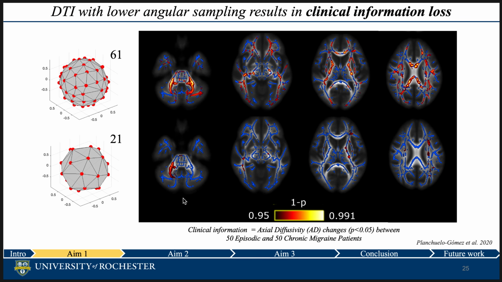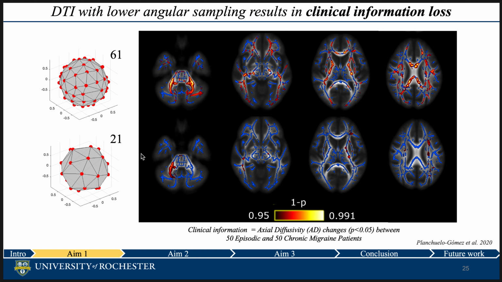So what we are saying is that DTI with lower angular sampling results in clinical information loss. Now, what do I mean by clinical information loss? For this particular slide, we had 50 episodic migraine patients and 50 chronic migraine patients. And their differences were taken in terms of axial diffusivity on a white matter skeleton shown in blue here.